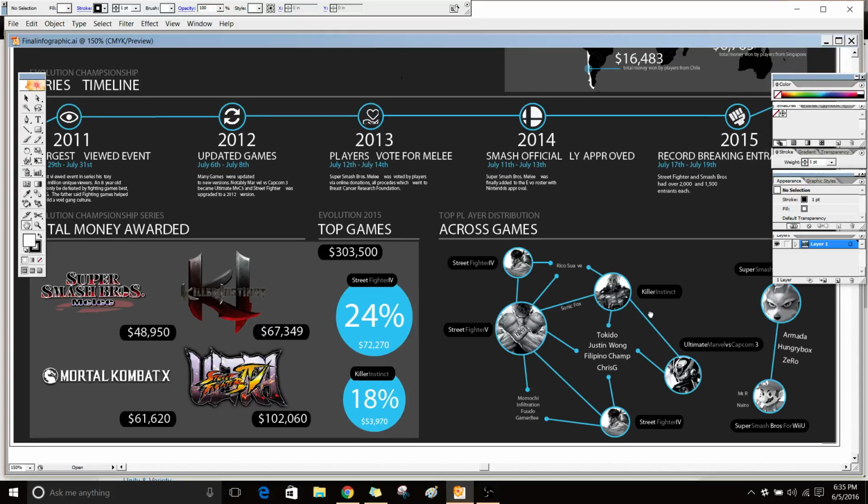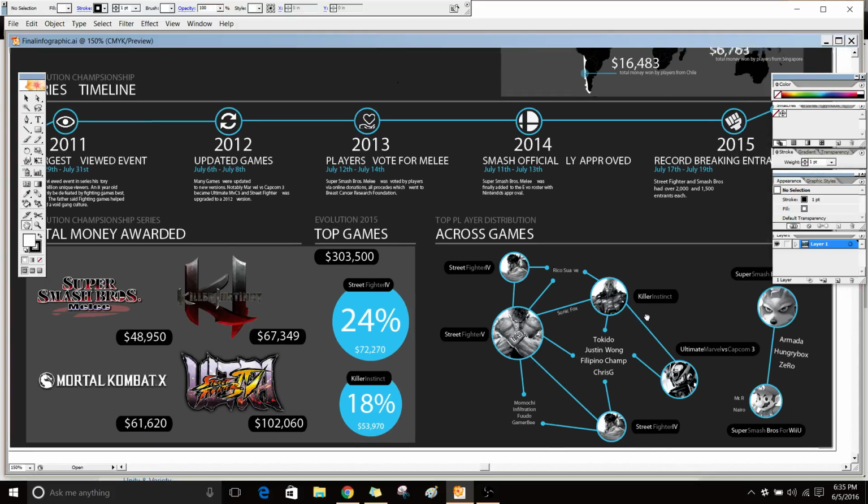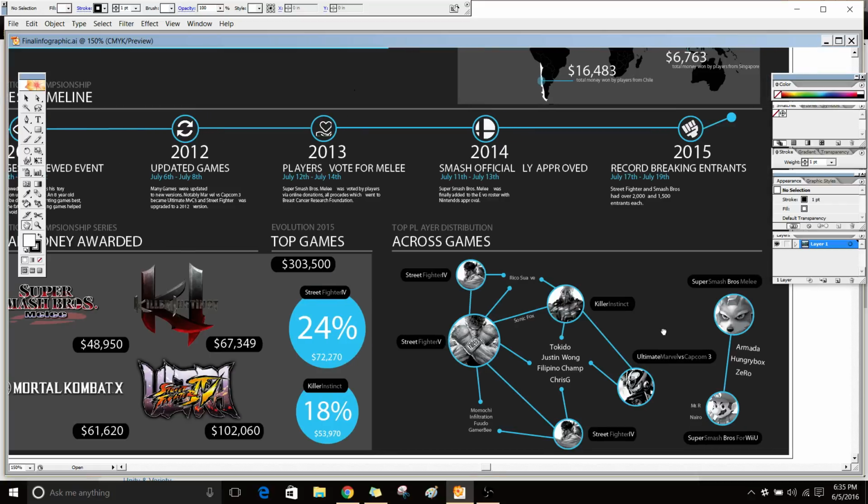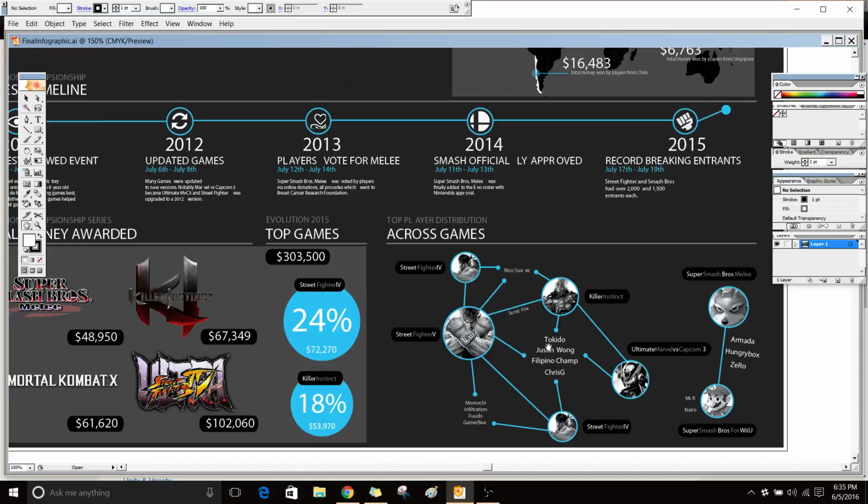Okay. Next, we can go on to the relationship display over here. Top player distribution across games. So what this is trying to show is that these are top players that play both Street Fighter, or all of these games. So Street Fighter 5, Killer Instinct, Ultimate Marvel vs. Capcom 3, and Street Fighter 4. And if you look over here, Momochi, Infiltration, Fudo, and GamerB only play Street Fighter games. And up here, Rico Suave plays all three: Killer Instinct, Street Fighter 4, and Street Fighter 5. Sonic Fox plays Street Fighter 5 and Killer Instinct, and so on and so forth.